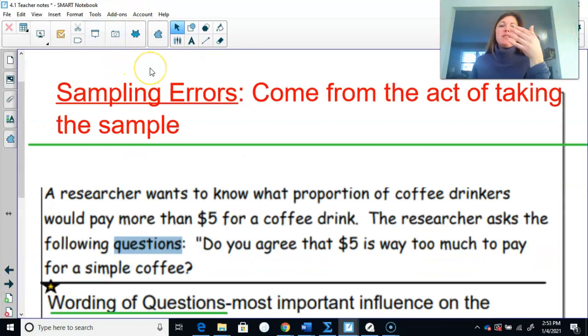Some more sampling errors. Now, keep in mind, sampling errors come from the act of taking the sample. A researcher wants to know what proportion of coffee drinkers would pay more than $5 for a coffee drink. The researcher asks the following question: do you agree that $5 is way too much for a simple cup of coffee? You talked about this in your breakout room as well.